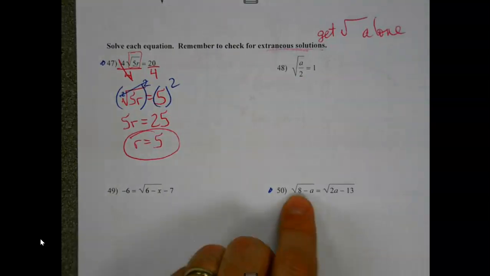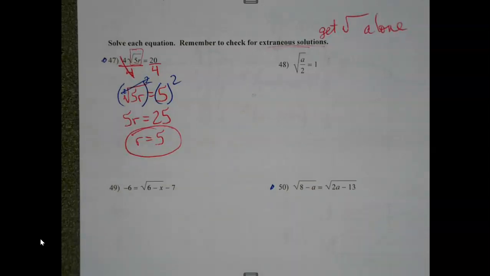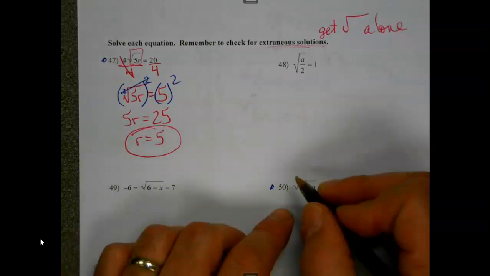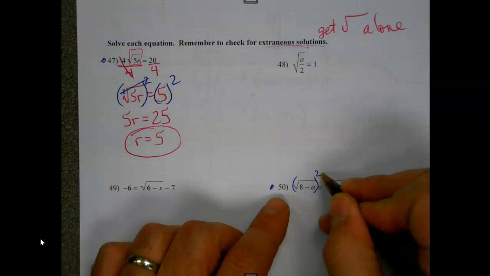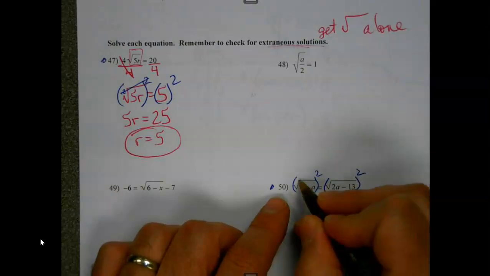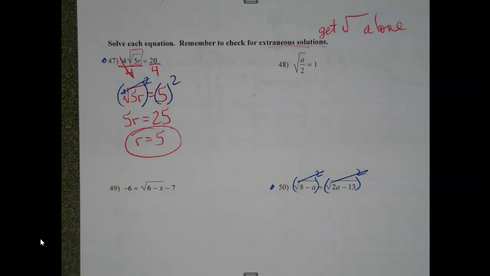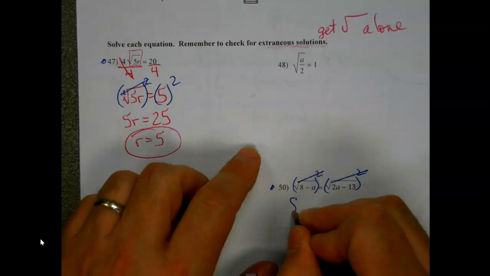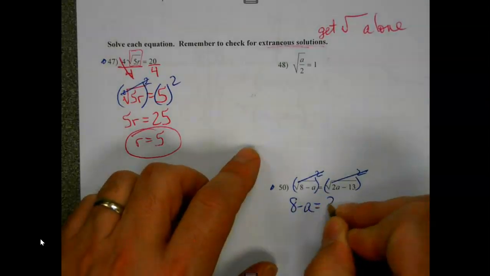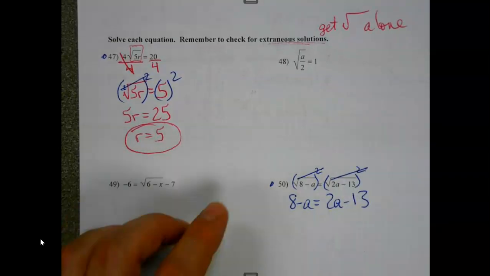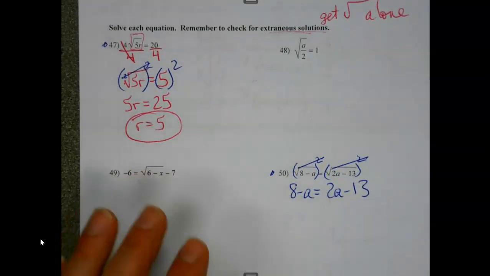Well, but what if there's 1 on each side? Is there only 1 on each side? As long as there's only 1. Let's go ahead and square those to get rid of their little radical houses. And we're back to Algebra 1.